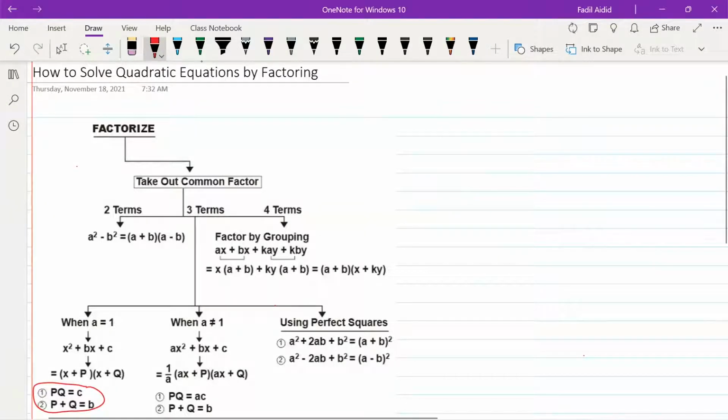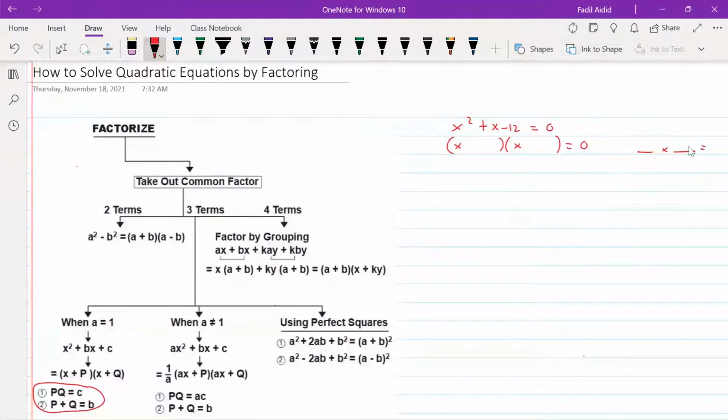Another example is like this, x squared plus x minus 12 equals 0. Same thing, make 2 brackets like this, equals 0. You put x in here, find the 2 numbers. If you multiply, it equals c, and this time c is negative. So one of them, either p or q, must be negative and the other one is positive. So -12, and then if you add them, it must equal 1.